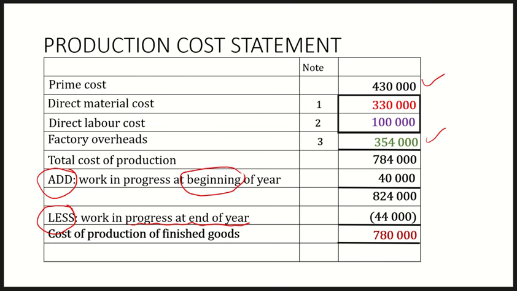This statement will always be this way. It will never change. It's always simple. Direct material, direct labor, both of them give you prime cost. Prime cost, you add overheads, it gives you total manufacturing cost. Add work in progress at the beginning of the year, and minus work in process at the end of the year, it gives you cost of production of finished goods. Okay.